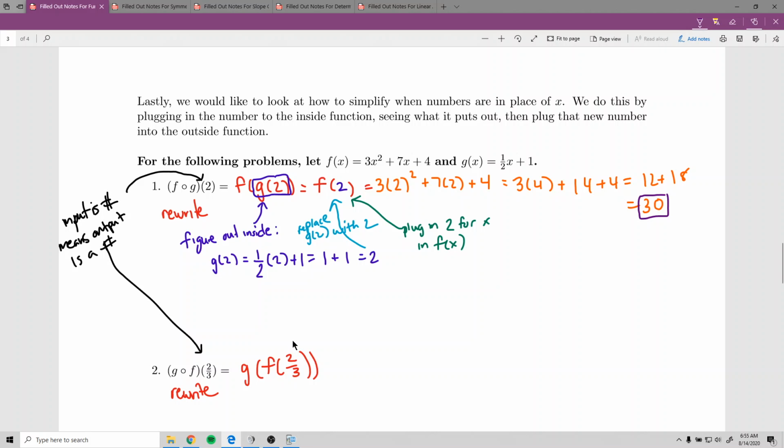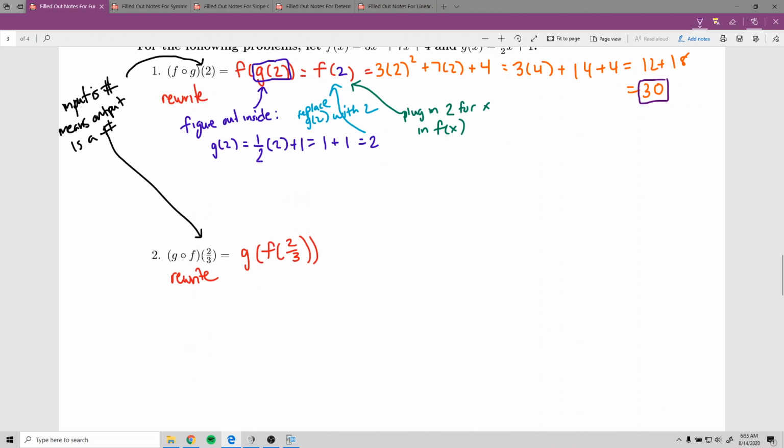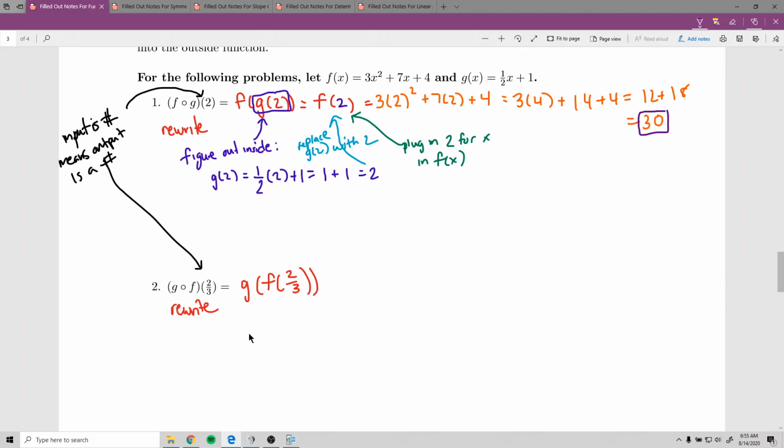And we want to do what we did last time. Oops. Scrolled a little too far. We want to figure out f of 2/3. We want to figure out the inside, what number that is, and then plug that in and whatever our result is for g of x. Okay, so let's go ahead and do that.